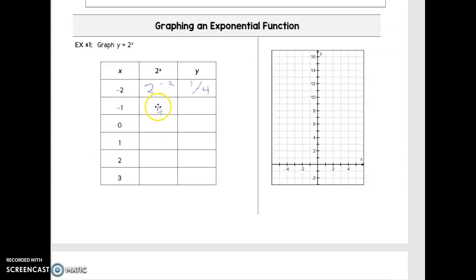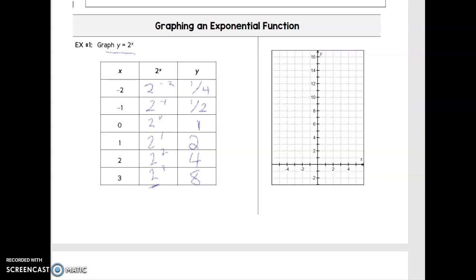Here, it would be 2 to the power of -1. So your calculator is going to tell you it's going to be 1/2. Anything to the power of 0 is 1. 2 to the power of 1 is 2. 2 to the power of 2 is 4. And then 2 to the power of 3 is 8. And how we get these values is by this equation right here.